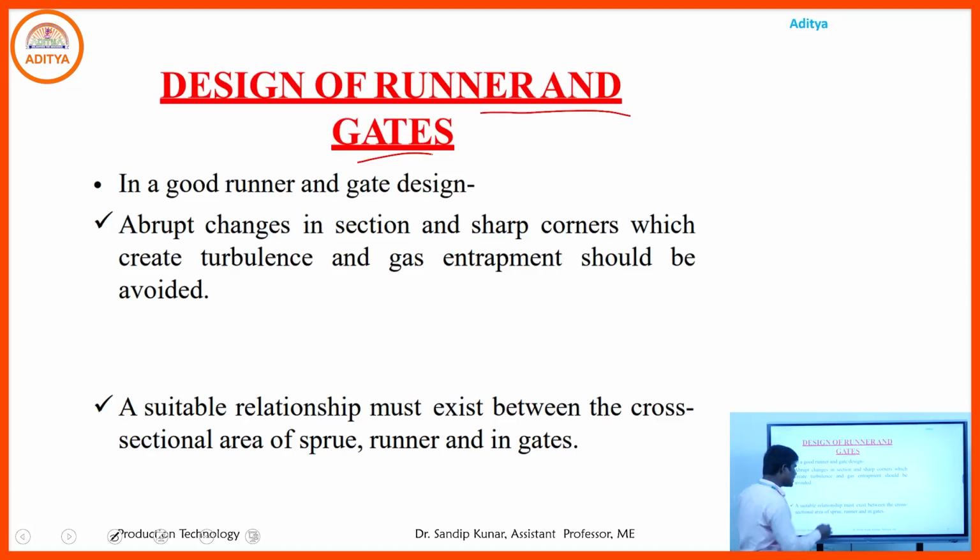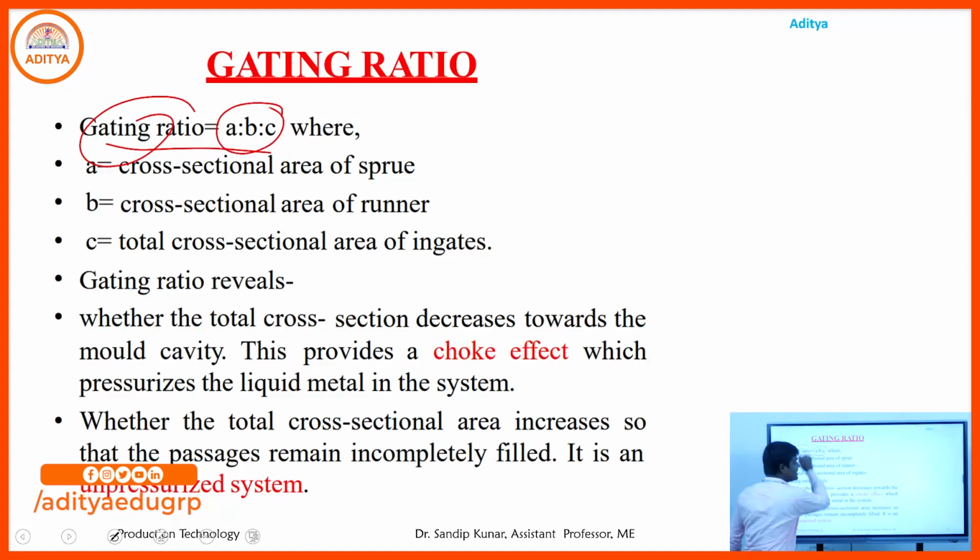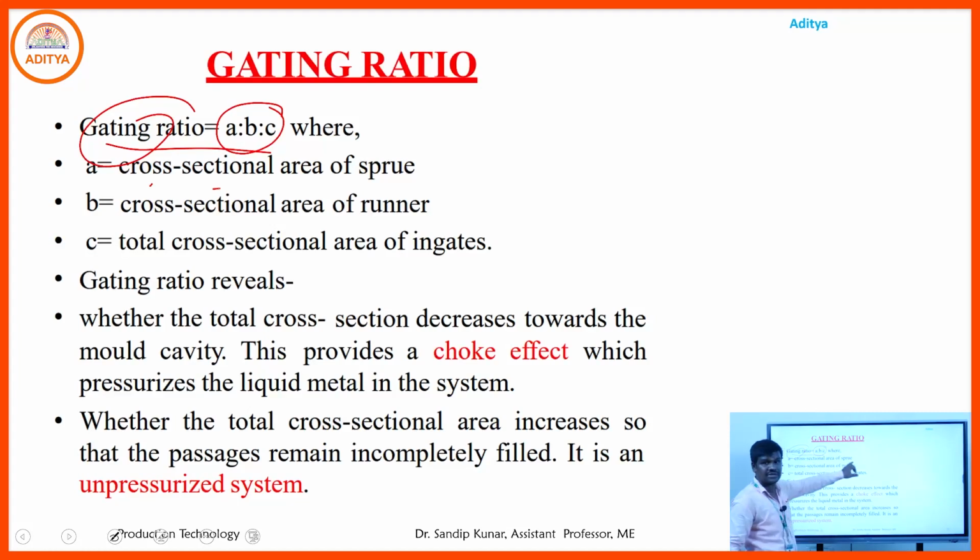Okay, a suitable relationship is required between the cross sectional area of the sprue, the runner, and its gates. That relation is also required for a very good gating system. So what is the gating ratio? Gating ratio is denoted by A is to B is to C. A is the cross sectional area of the sprue, B is the cross sectional area of the runner, and C is the cross sectional area of the gate. That is called the gating ratio.